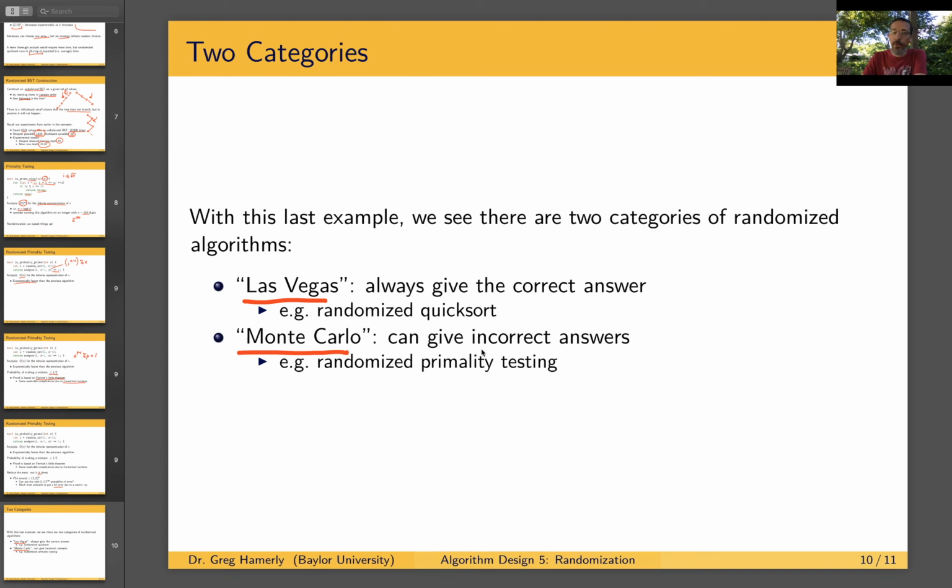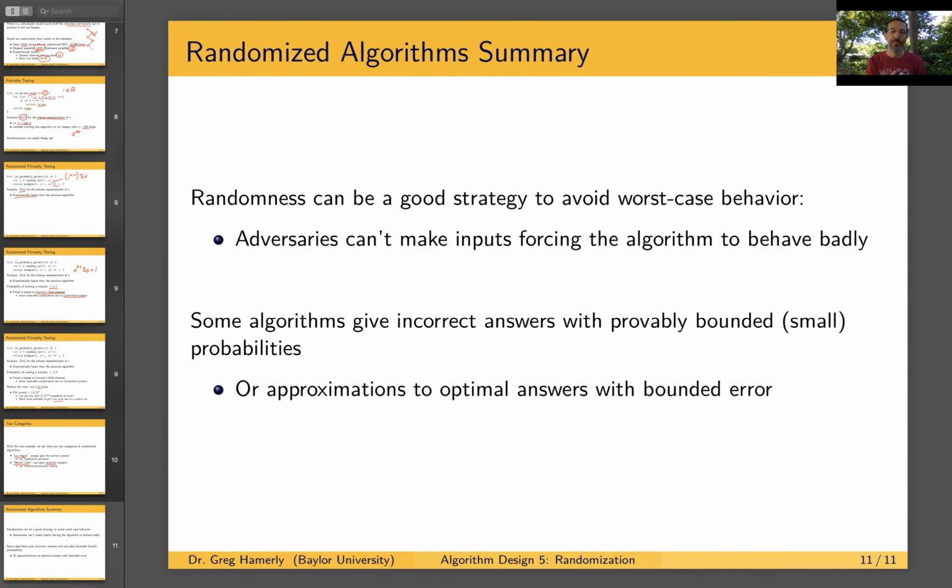A Monte Carlo algorithm can give incorrect answers on occasion, depending again on the random choices, such as this randomized primality testing algorithm. We can blend the two. We can make Monte Carlo algorithms be more like a Las Vegas algorithm by running them multiple times to drive that probability of error much, much, much lower, getting closer and closer to 0, and in essence, always giving us the correct answer, or with some very negligible probability of being incorrect.